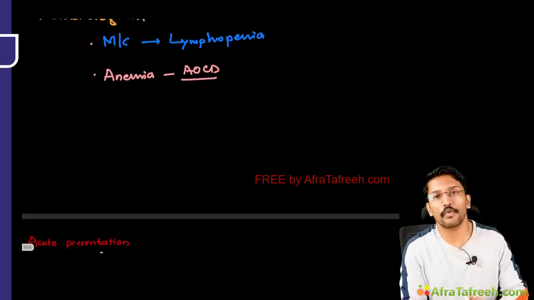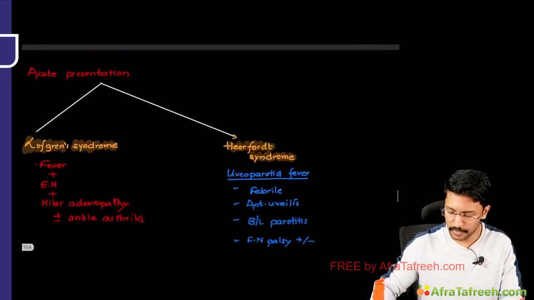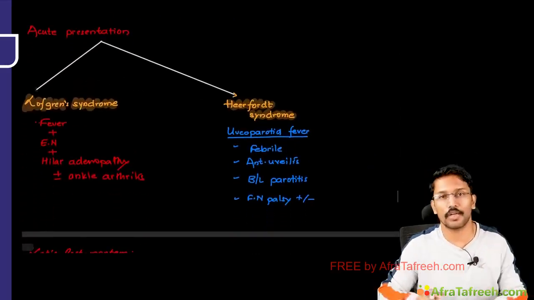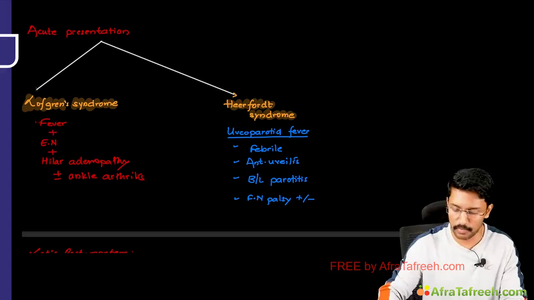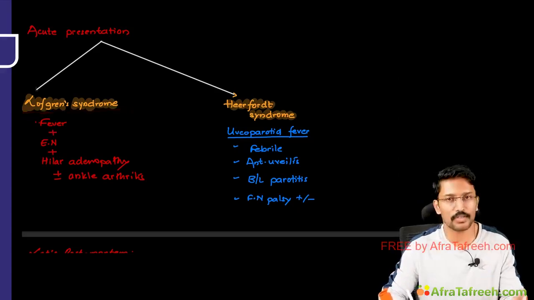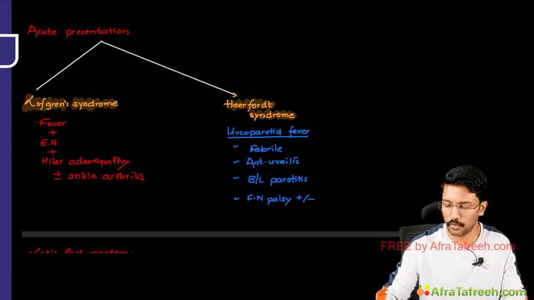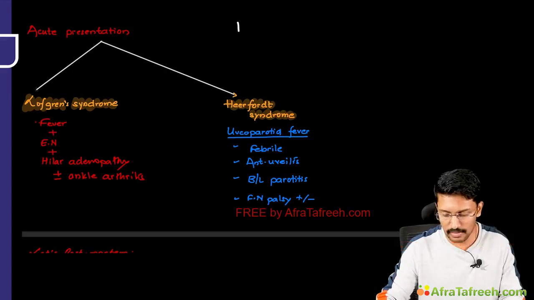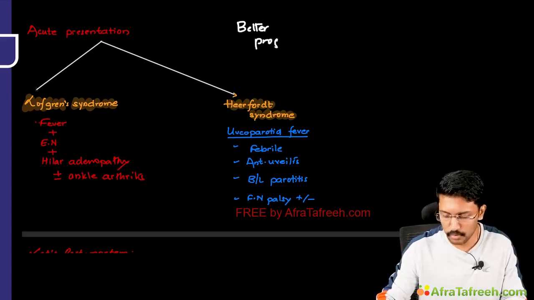Now apart from the chronic manifestations, some of the patients can also present with acute sarcoidosis. There are two important syndromes to remember here. Number one is called Lofgren syndrome. This is an acute sarcoidosis, and let me tell you that whenever you talk about acute sarcoidosis, the prognosis is better in comparison to chronic sarcoidosis. Better prognosis than chronic sarcoidosis.